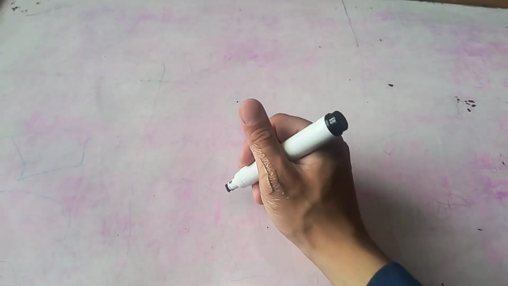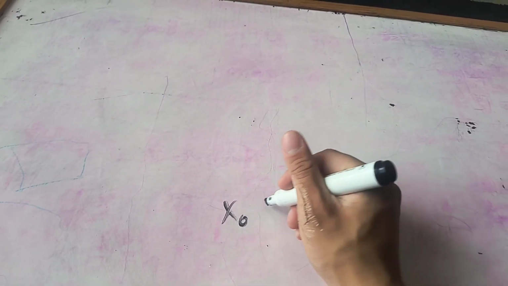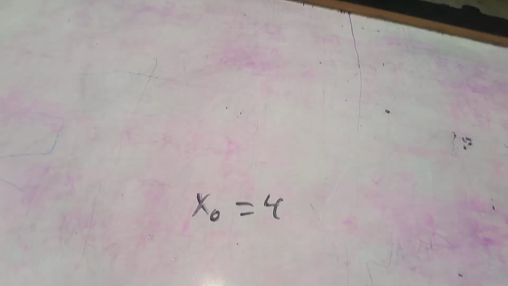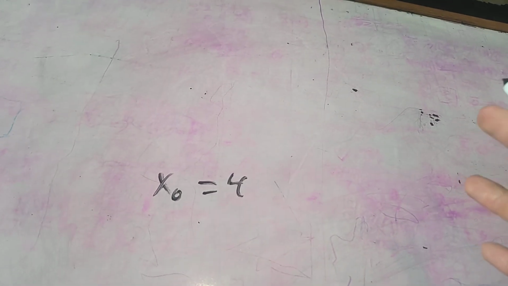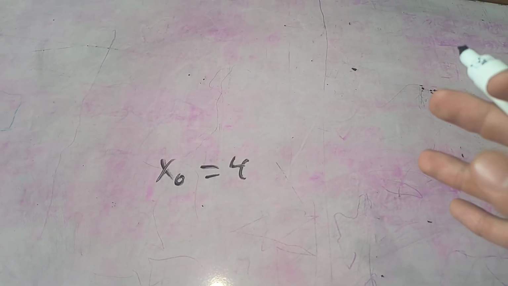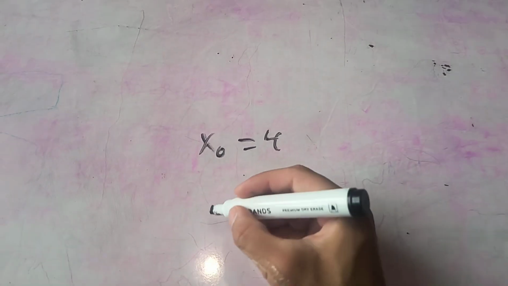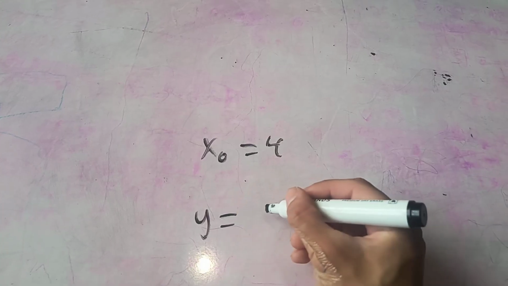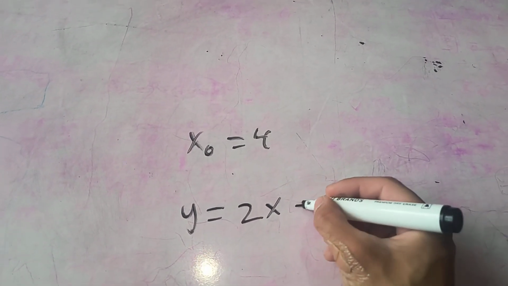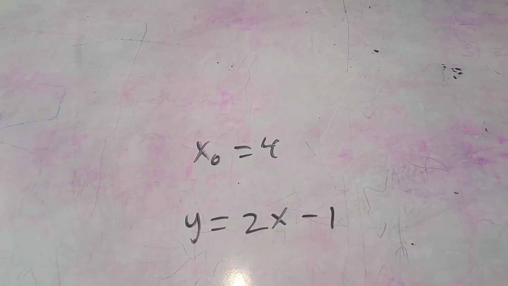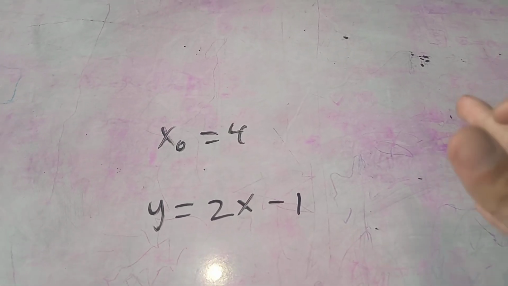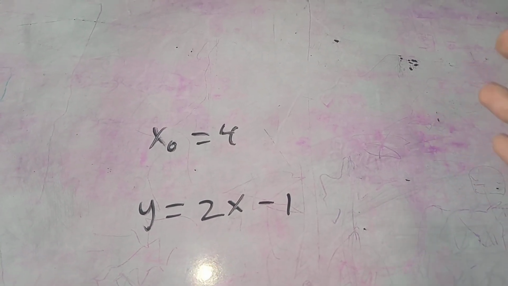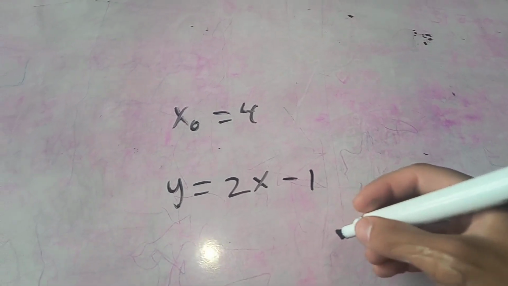Okay, so how close to x naught equals 4 must we hold the input x to be sure that the output y equals 2x minus 1 lies within 2 units of y naught equals 7.